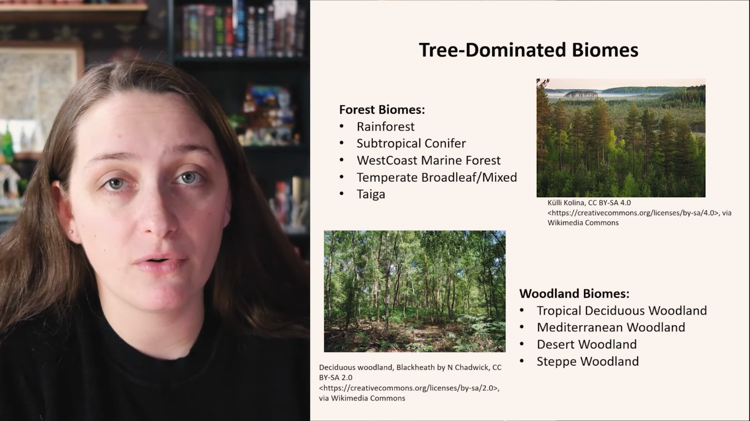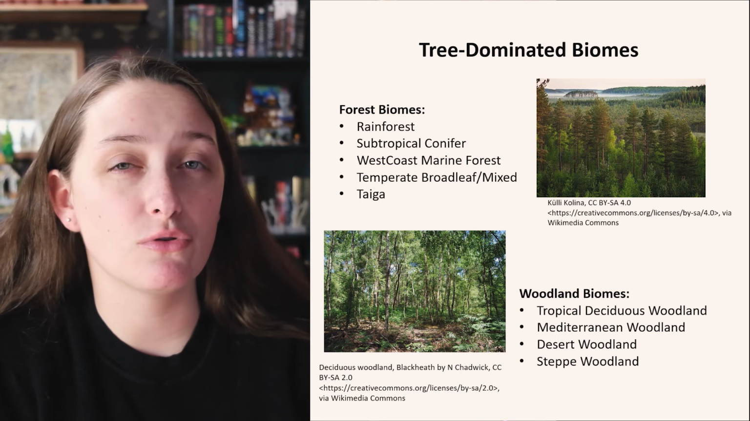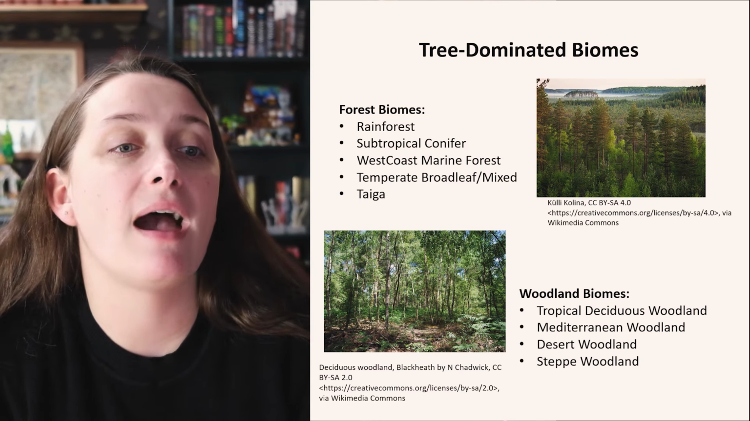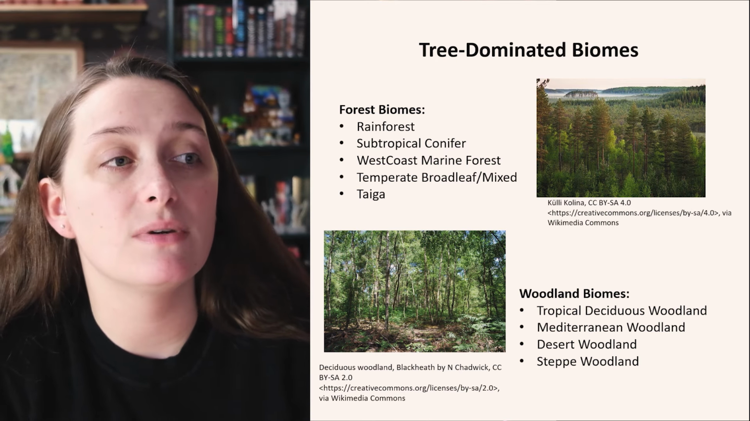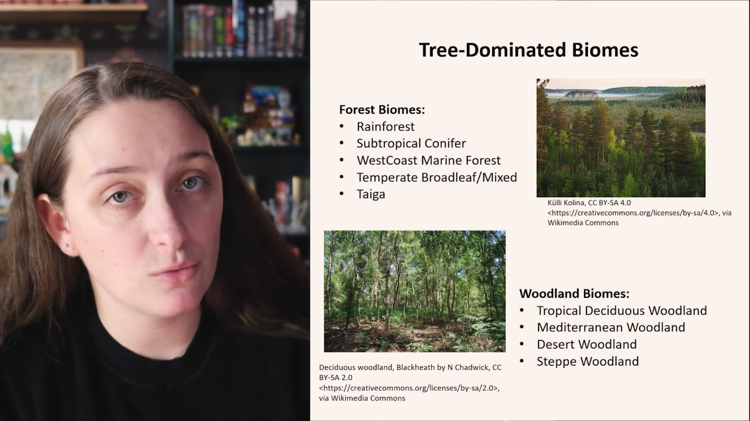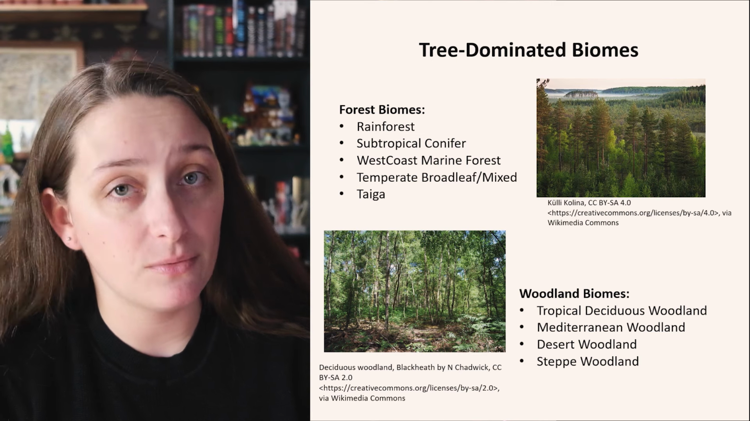And so we're going to have rainforest, subtropical conifer forests, west coast marine forests, temperate broadleaf mixed forests, and the taiga or boreal forests. And then for woodlands, again, these are discontinuous or grouped tree cover, meaning lots of light making it through the canopy to have a lot more shrubs or grasses than you would see in a forest. We're going to have the tropical deciduous woodland, Mediterranean woodland, desert woodland, and steppe woodland.